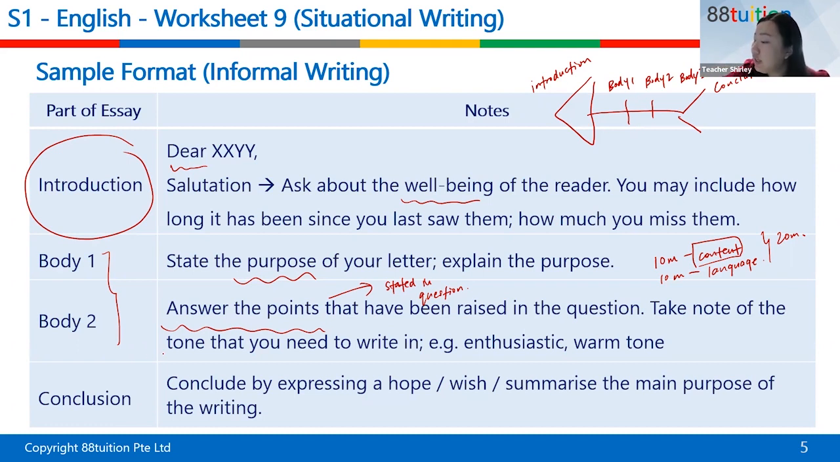So take note of the tone. Like I said, even though you are writing to your close ones, it doesn't mean you are rude. It doesn't mean you just hurl vulgarities at them. You need to still speak in a warm and enthusiastic tone. Now the conclusion part, which is like the tail of the fishbone, you can conclude by expressing a hope. I hope you will consider going with me. I wish you will get better. Or you can also just summarize the main points. So that will be the conclusion.